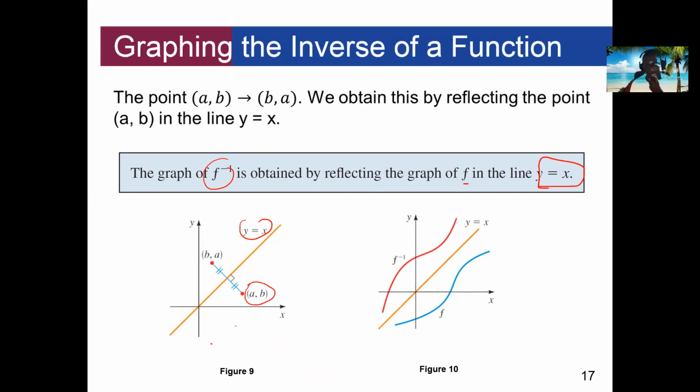y is equal to x. So if you have a point on f, you interchange the x and y coordinates, and that becomes a point on the inverse, and vice versa, reflected in the line y equal to x.